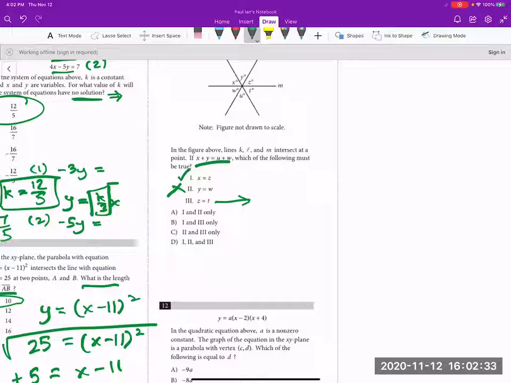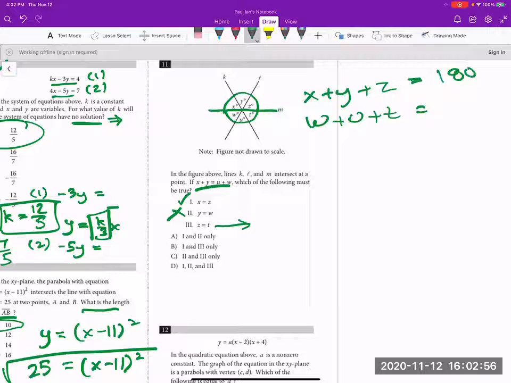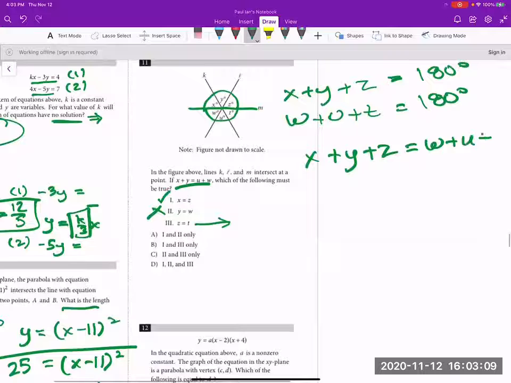Since the top three angles in the figure form a straight angle, x, y, and z, if you take a look at this, you could have this or this. The whole is 360, but the opposite sides, x plus y plus z, or w plus u plus t, are all 180. Since that's 180 and similarly 180, they're equal, so w plus u plus t are equal.